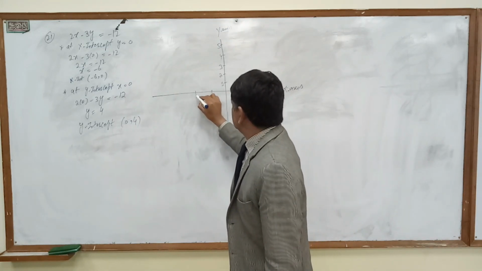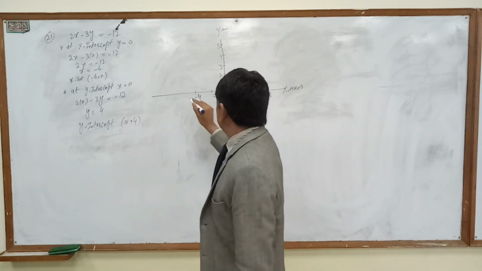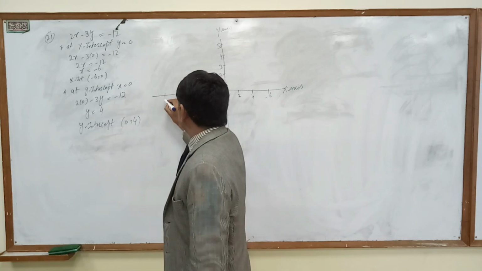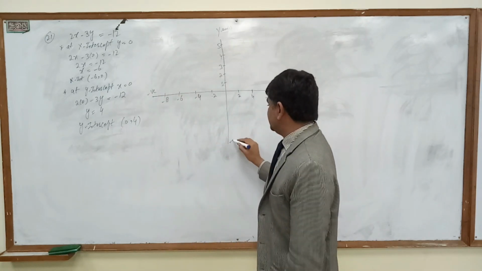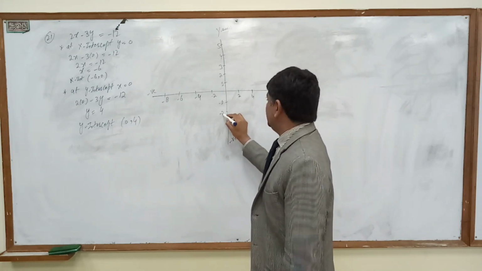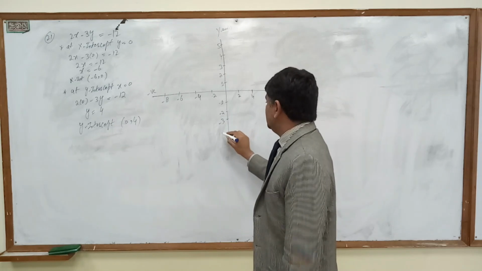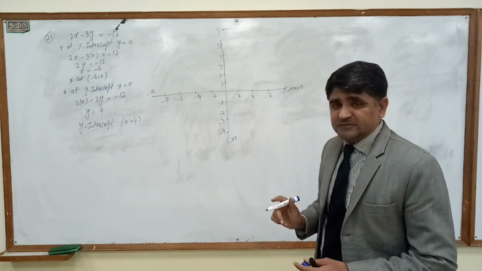Here is minus 2, minus 4, then minus 6 and minus 8 on the negative x-axis. Here is the negative y-axis: minus 1, minus 2, minus 3, minus 4. I recommend you solve this question on a graph.